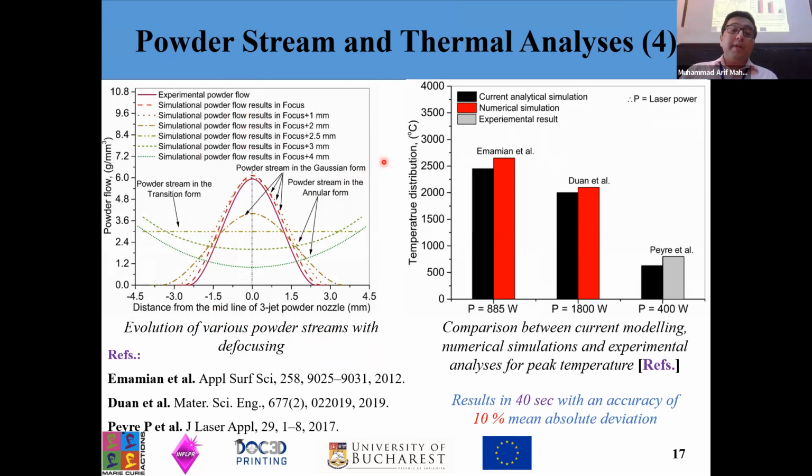After that, we designed an analysis to identify what is happening when I'm defocusing my powder stream. As I am defocusing, we can identify the 3 types of powder streams: the Gaussian stream, the transition stream, and the annular stream. Then we compared the results with the experiment and the numerical simulations from some literature studies, and we found that the results were very efficient and were achieved in only 40 seconds with 10% mean absolute deviation.